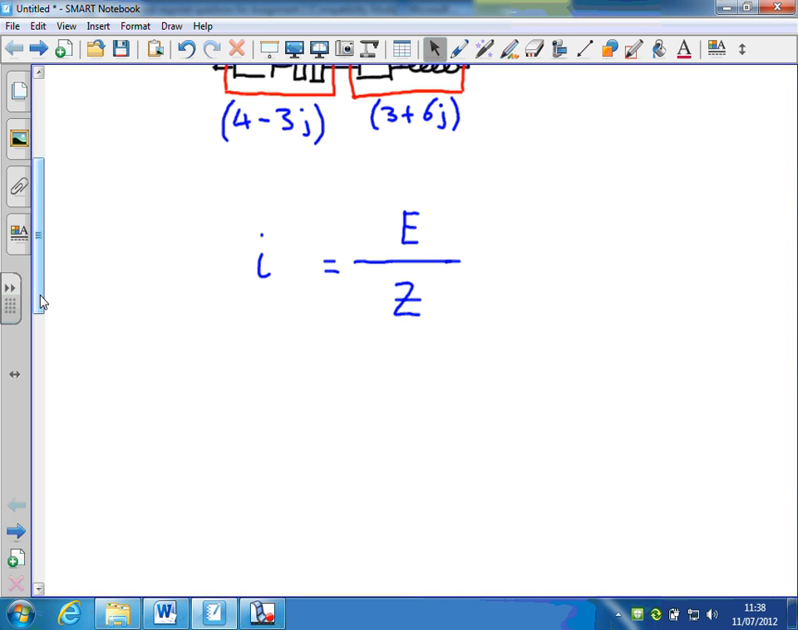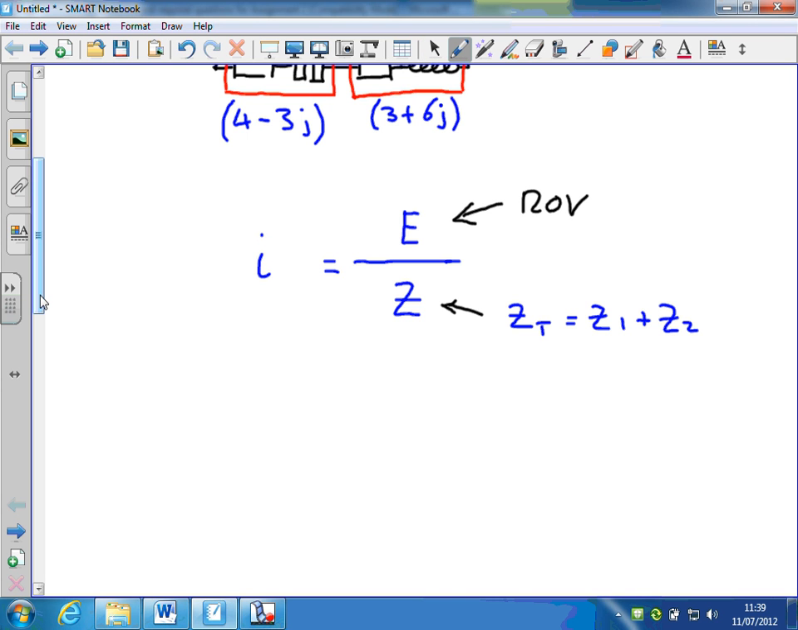I'm going to divide the voltage, which I know, 120 volts, by the impedance. But this impedance is the total impedance, which equals Z1 plus Z2. When we add impedances in series, just as we add resistors in series, you just add them together. That gives me the total impedance, which goes in here. Then I divide one by the other to get the current.